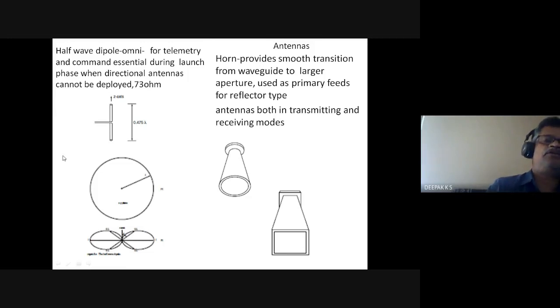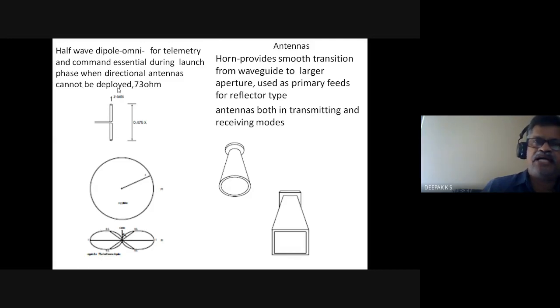So I told you there is a dipole antenna. This is a figure of the dipole antenna, and this is the radiation pattern. It is basically used for telemetry and command, which is essential during the launch phase. The launch phase is very critical, so at that time you need to communicate. It is very essential during the launch phase when the directional antenna cannot be deployed.